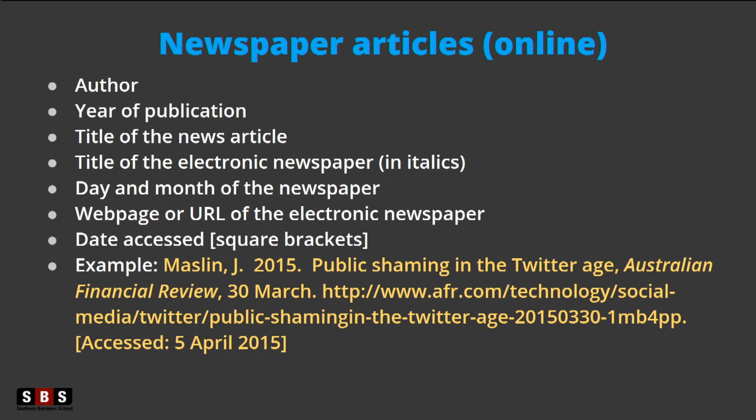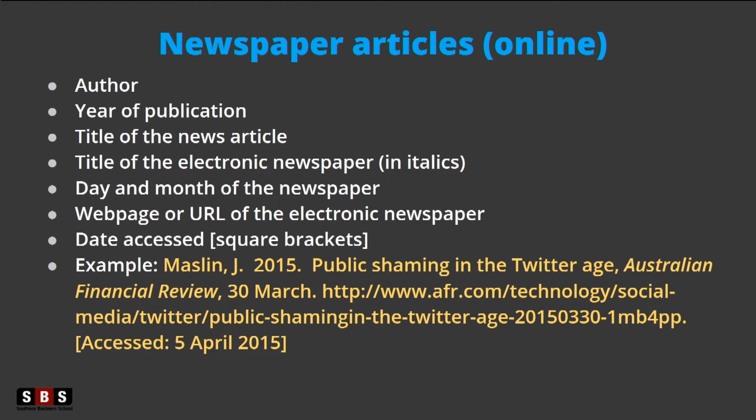Online newspaper articles, same procedure. Author, which is your reporter, year of publication, etc. The title of the electronic newspaper is printed in italics. Once again, you wouldn't have a page number here. Remember, with a printed newspaper, we had a specific page number that we could refer to, but for the online newspaper, you don't necessarily have pages, so the title is immediately followed by the day and month of the newspaper. Obviously, you would have to provide the URL, the date on which you accessed that in square brackets.